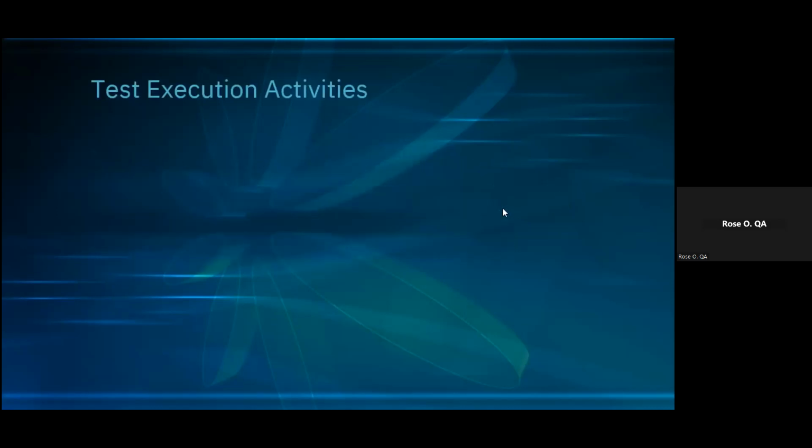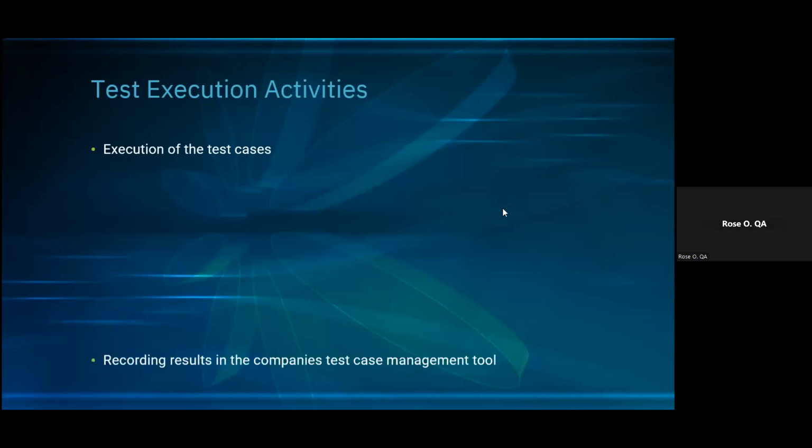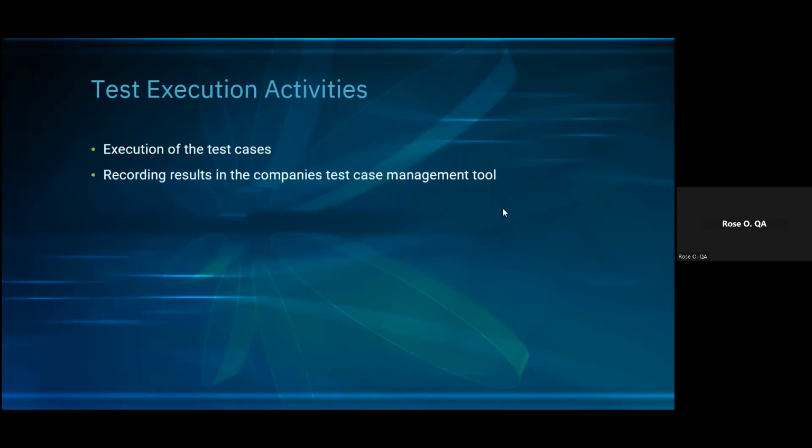So what are the activities of the test execution phase? One, execution of the test cases. Definitely. You can see from all this that you will understand where we are going. Recording results in the company test case management tool. So it depends on the organization. Always use the phrase "it depends on the organization", because not every organization works the same way; the way each one of them works is different.